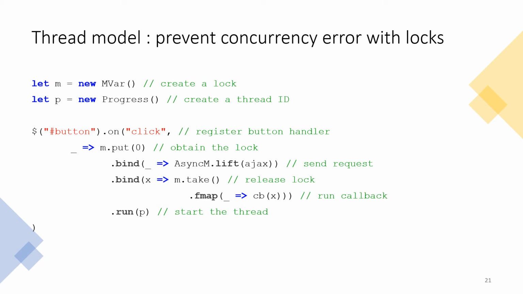The button handler first gets a lock by putting a number in the envar m. Then it sends the AJAX request. When the AJAX request completes, it releases the lock by emptying the envar and runs the callback with the result of the AJAX request. The button handler is a thread that must be started explicitly by calling its run function with the thread ID p.